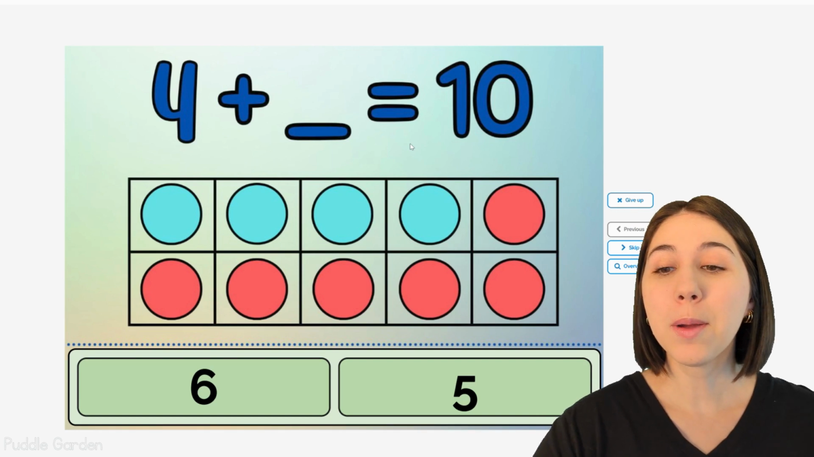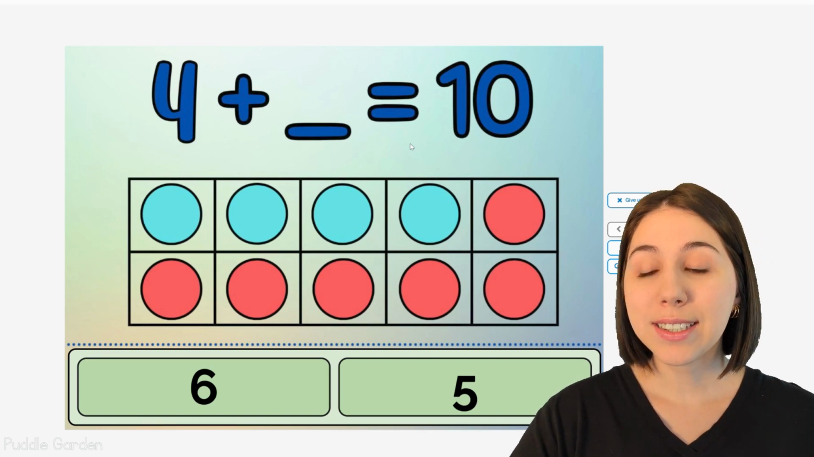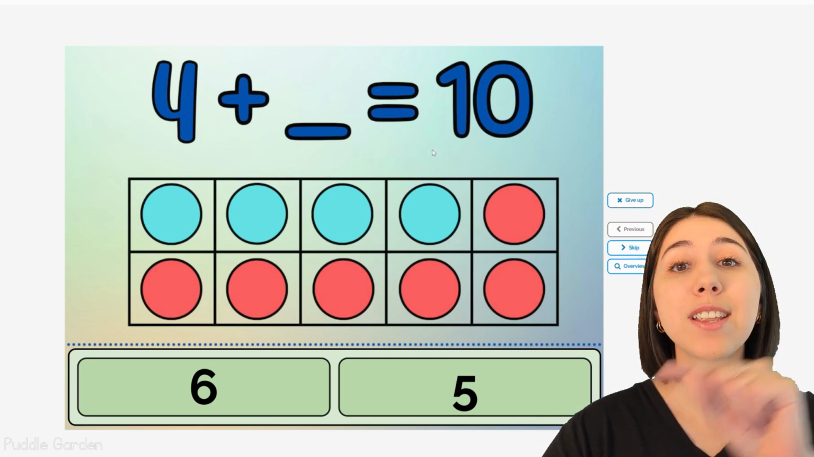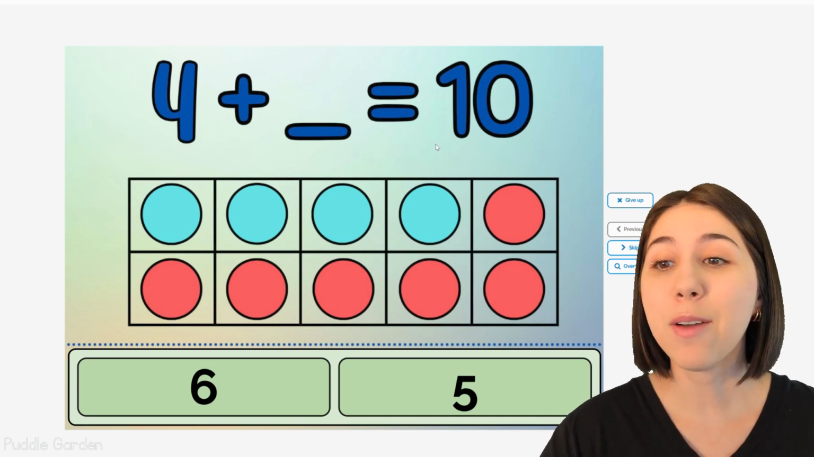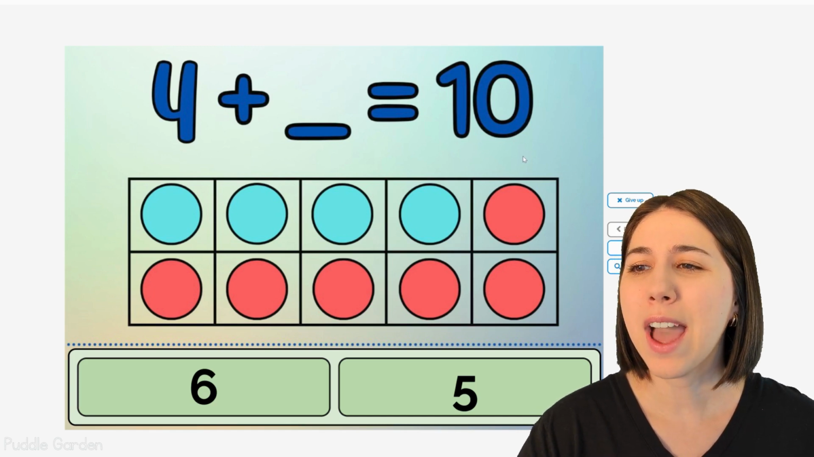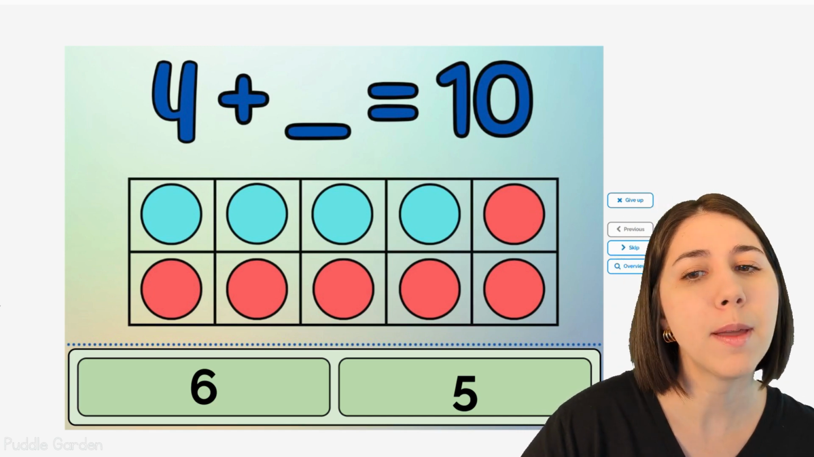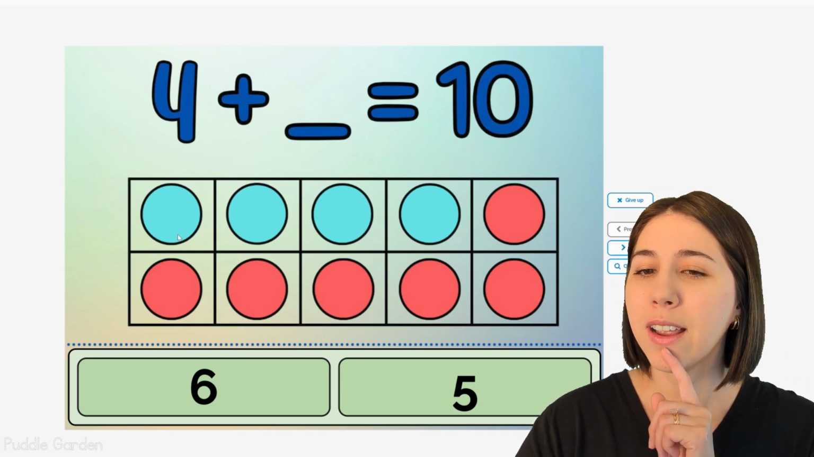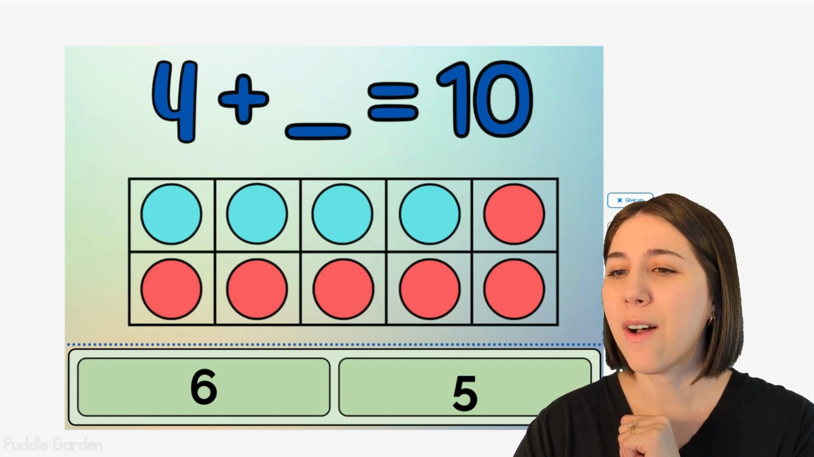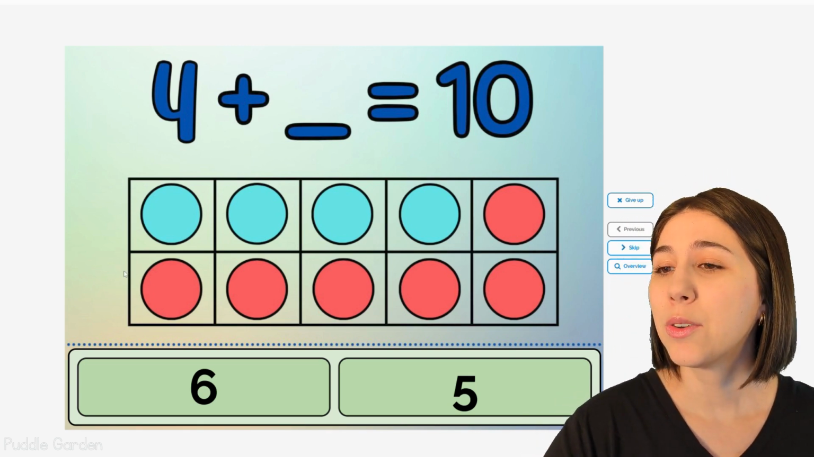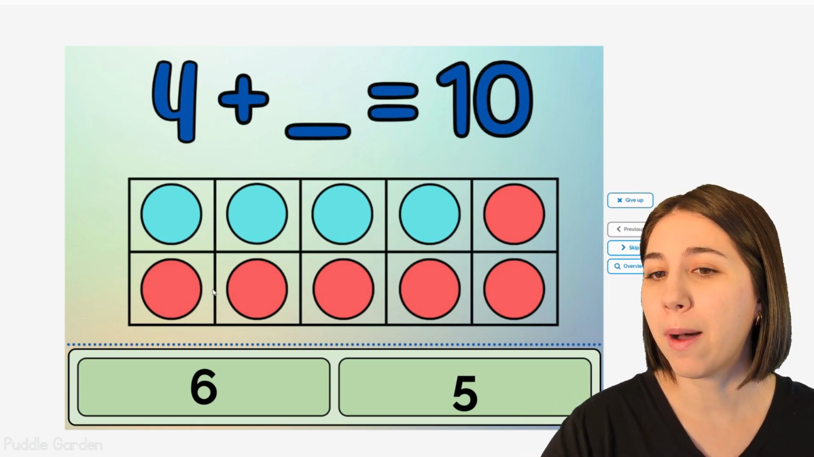Next is 4 plus blank equals 10. Let's see if we can use that counting on trick that we used before. We know that there's 4 blue ones, and then we have 1 red up here. Do you remember how many are on the bottom on our last one? How many reds did we have on the bottom? We knew that it was half of our tens frame. So what could this be here on the bottom?